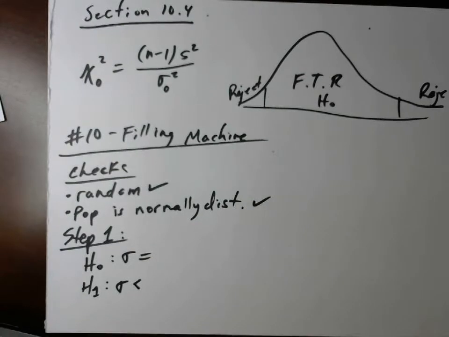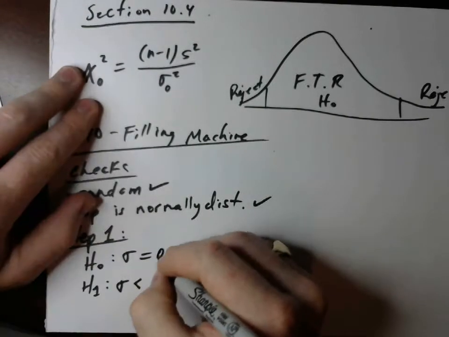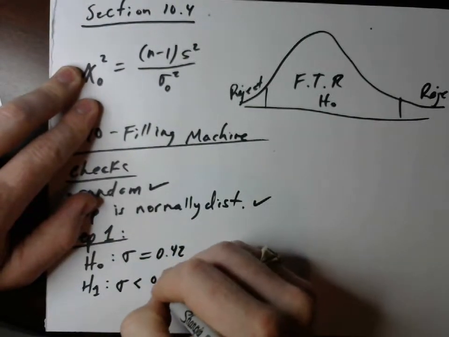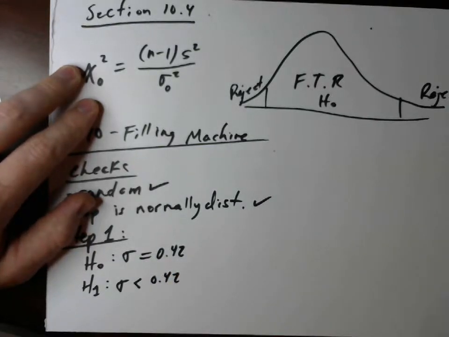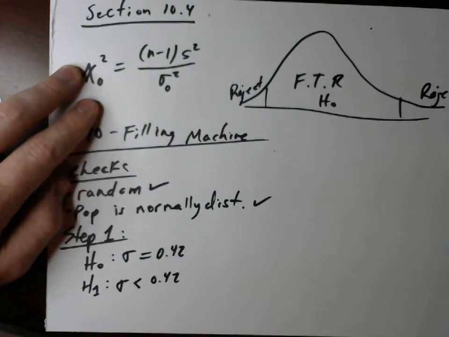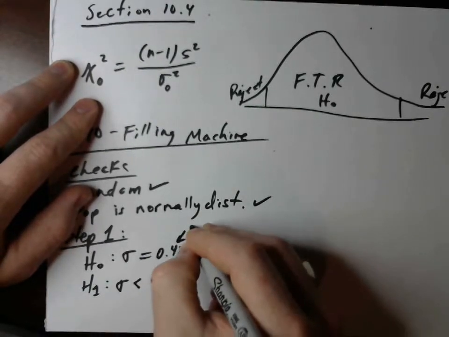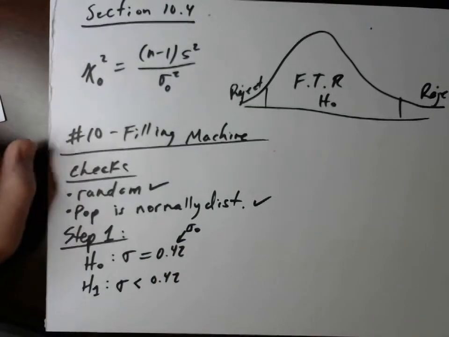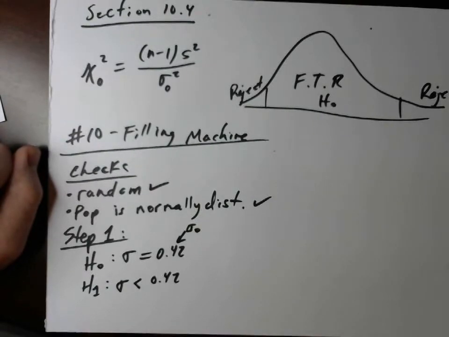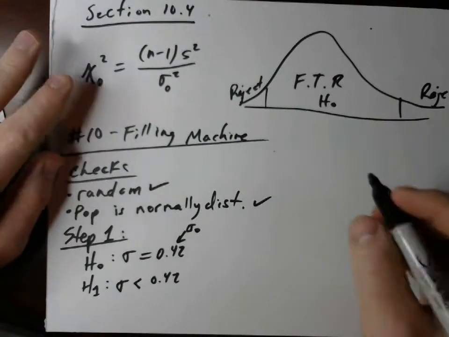And what are we comparing this to? We're comparing this to the old standard deviation. The standard deviation mentioned before was 0.42. That's the old one, so that's sigma naught, 0.42. Now we're ready to go to step 2.